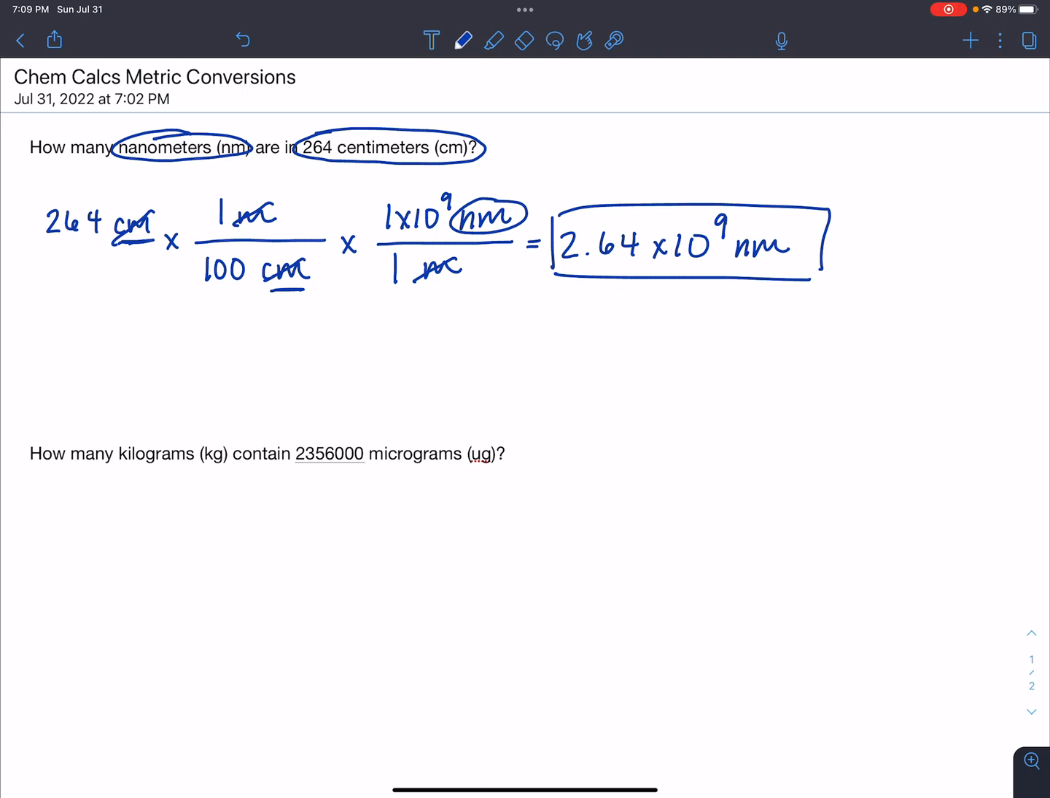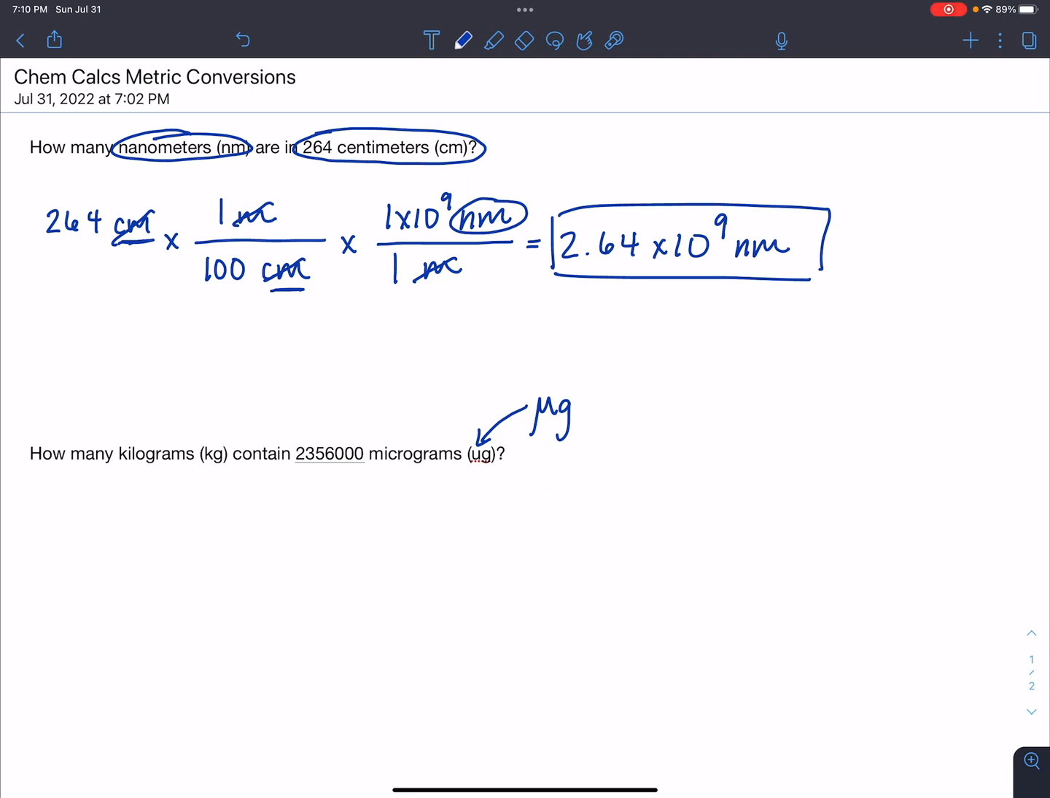Now I'm going to slide down to the problem below. How many kilograms, kg, contain 2,356,000 micrograms, which is ug. Now, micrograms, for some reason, I can't get the micro, but it usually looks like this. We just use a u here because it's a little bit easier on the iPad.